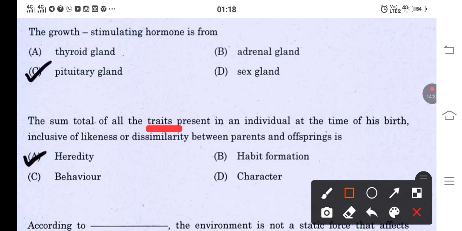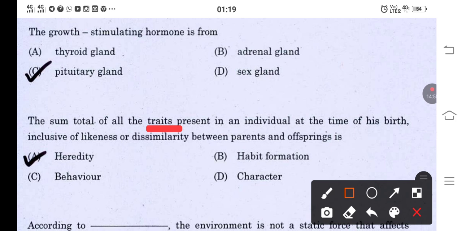one generation to another generation, or in simple terms, a specific character which is carried from one living organism to another living organism. So over here there are 4 options given. One is hereditary, second one is habit formation, third one behavior, fourth one character.